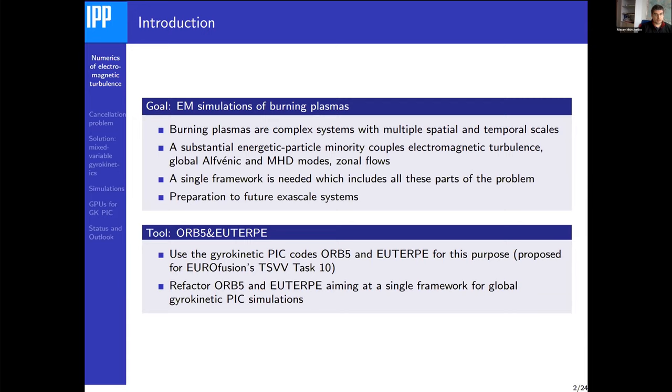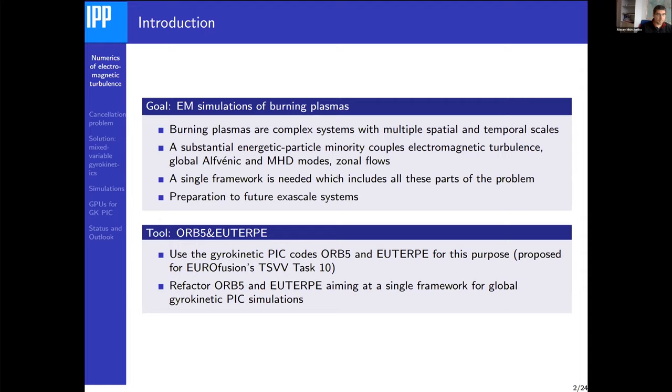These are gyrokinetic particle-in-cell codes, and they have been proposed as an important part of the Eurofusion TSVV task 10. One of the infrastructural steps, which would require a lot of work, would be to refactor these two codes, aiming at a single framework for global gyrokinetic particle-in-cell simulations of burning plasmas.